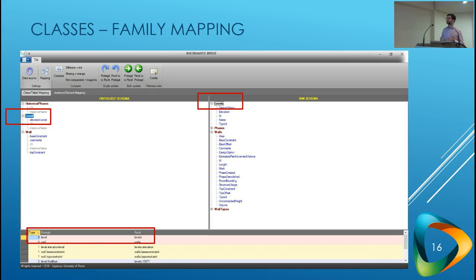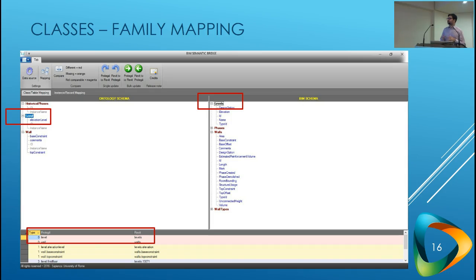When you have these two taxonomies, you can click on the two and create the correspondence between a class formalized in the BIM environment and a class formalized in the ontology environment. And the mapping is stored in a TXT file, represented in the bottom part, that also controls the kind of mapping that is performed.